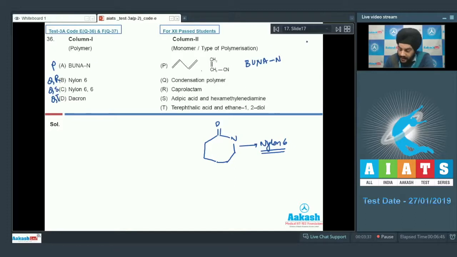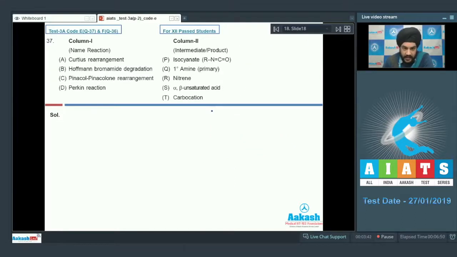Let us look at the next question. Question number 37. So in column 1 we have been given some name reactions, and in column 2 we have been given the intermediate or the product. So let us talk about the Curtius rearrangement first. So we have RCON3.